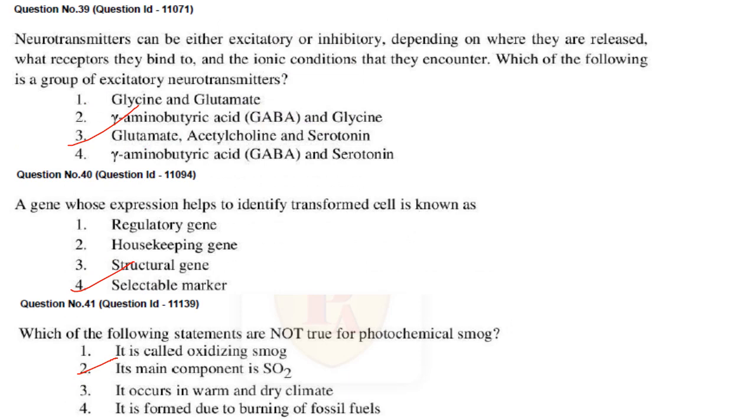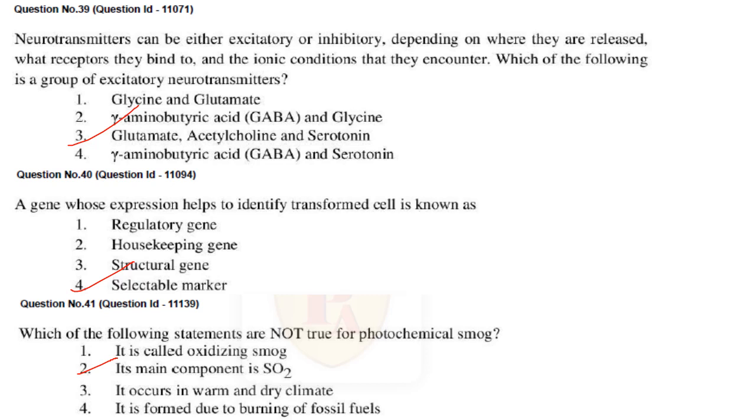Then neurotransmitters can be either excitatory or inhibitory depending on where they are released, what receptors they bind to, and the ionic condition that they encounter. Which of the following is a group of excitatory neurotransmitters?